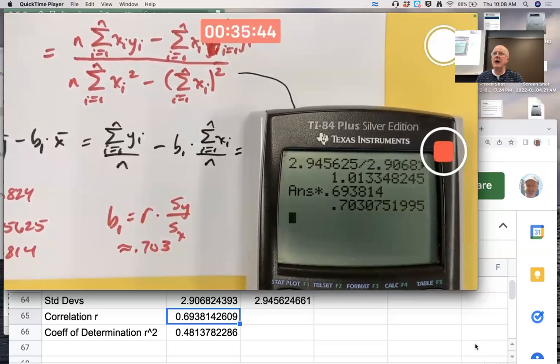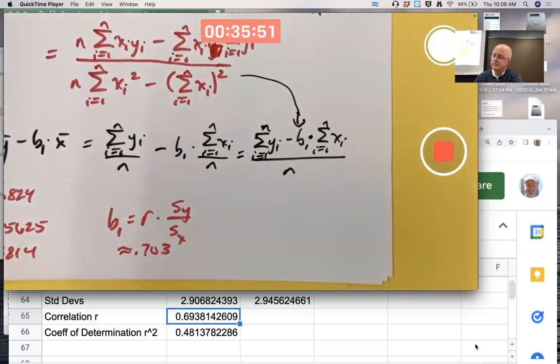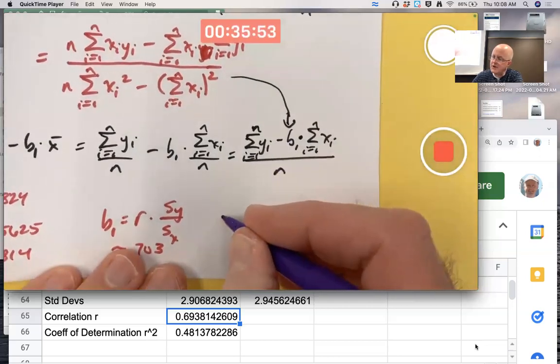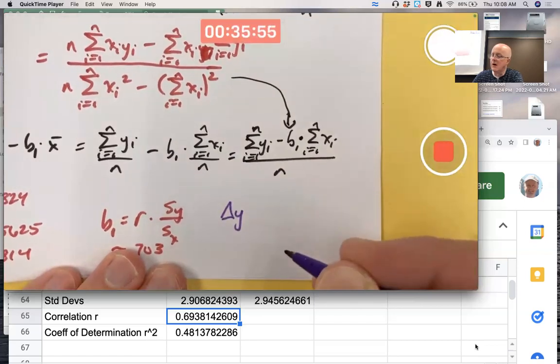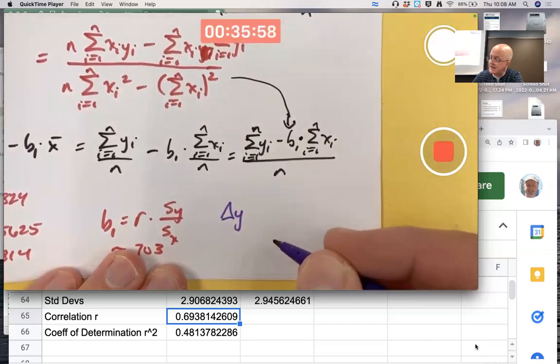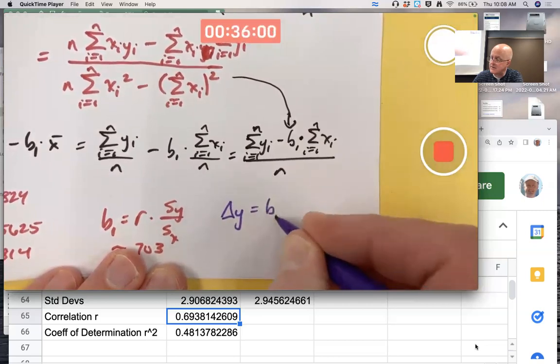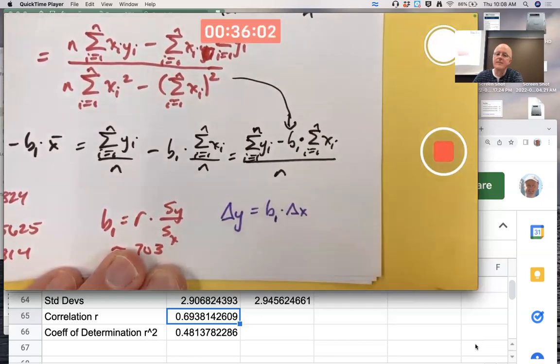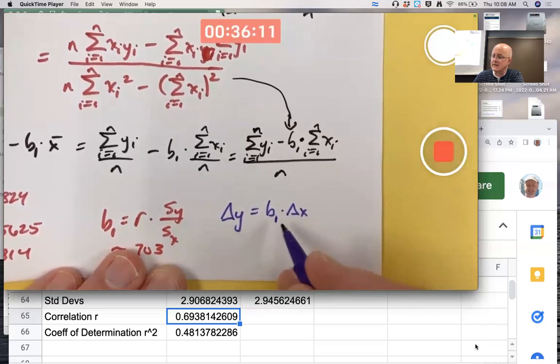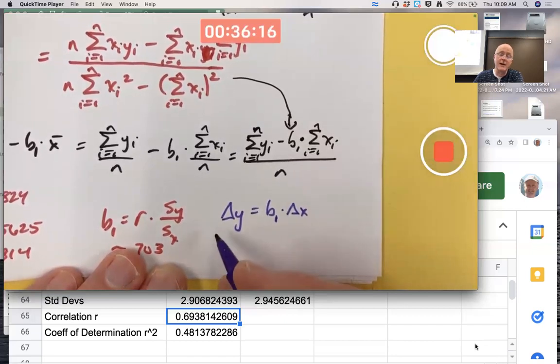For another thing, it does help you interpret the slope as a rate of change in the following way. We know that the change in y along the regression line itself is exactly the slope times the change in x along the regression line itself, right? That's the meaning of rate of change, the slope as a rate of change. The change in y is the slope times the change in x, because the slope is rise over run, change in y divided by change in x.